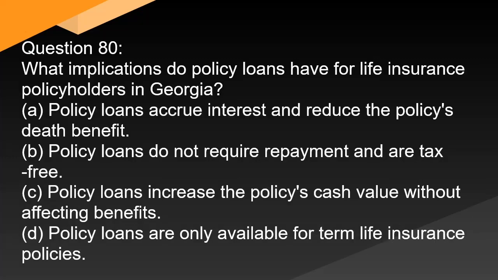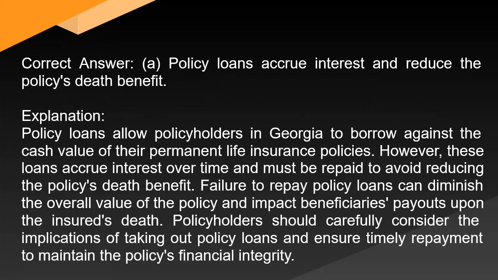Question 80. What implications do policy loans have for life insurance policyholders in Georgia? Correct answer: A. Policy loans accrue interest and reduce the policy's death benefit. Explanation: Policy loans allow policyholders in Georgia to borrow against the cash value of their permanent life insurance policies. However, these loans accrue interest over time and must be repaid to avoid reducing the policy's death benefit.